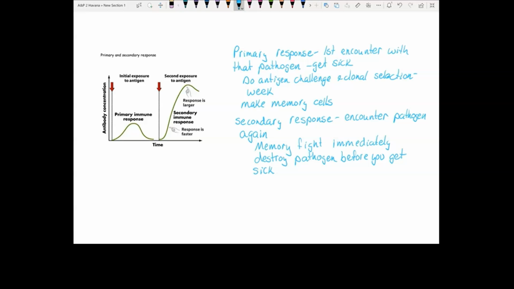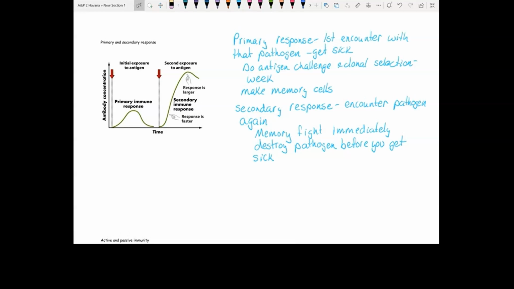Okay, so notice it says that the secondary response is faster because you have your army ready to go. And also it says that it is larger, because every time you encounter that pathogen, you increase the number of memory cells you have. So you again make memory cells. So every time you encounter a pathogen, you increase the size of your army against that pathogen. So the more you're exposed to a pathogen, the more immune to it you become.